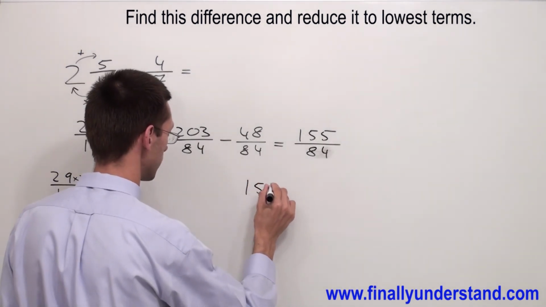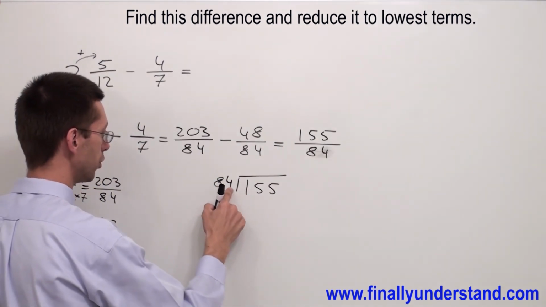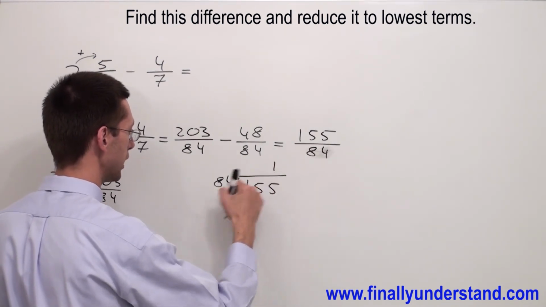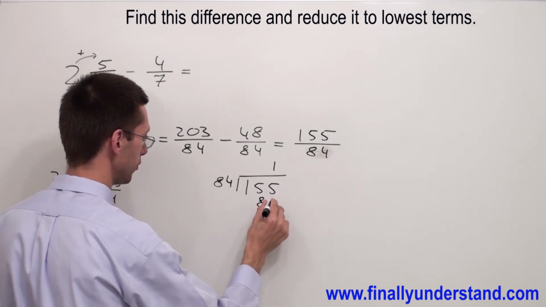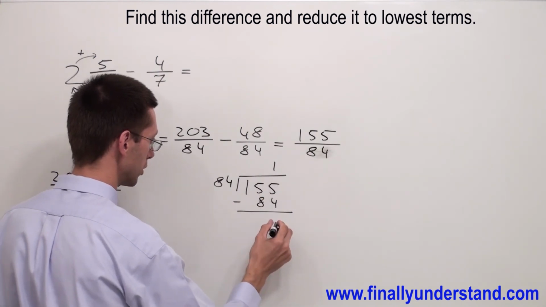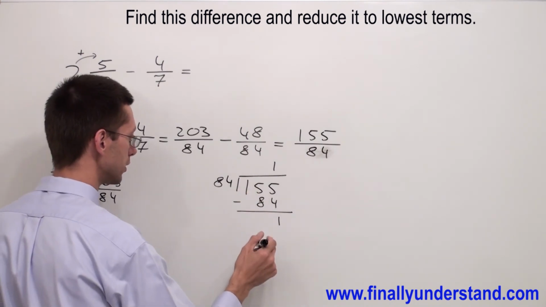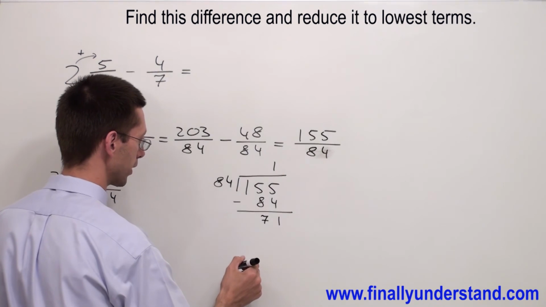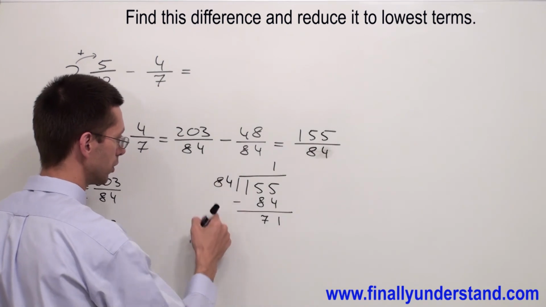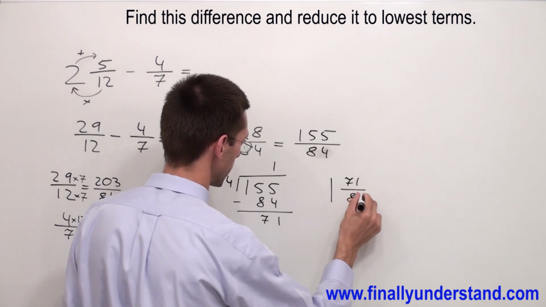So I have 155 divided by 84. How many times does 84 go into 155? 1. 1 times 84 gives me 84. Subtract. 5 minus 4 is 1. 15 minus 8 gives me 7. Okay? So I cannot divide 71 by 84. That's why my answer is 1 and 71 over 84.